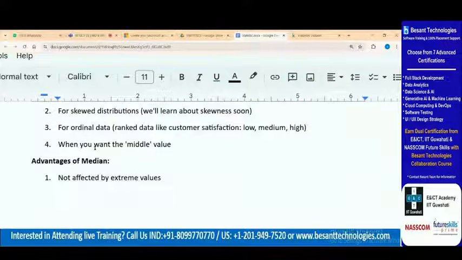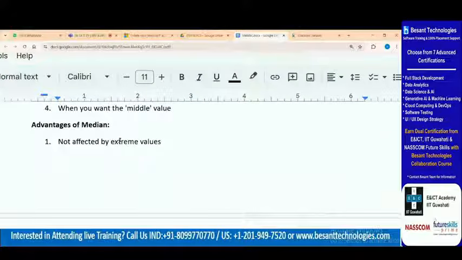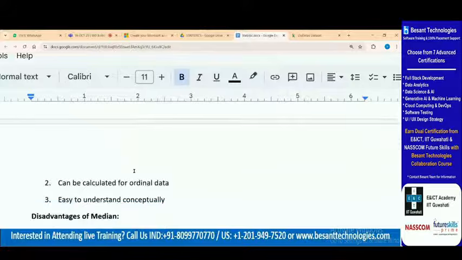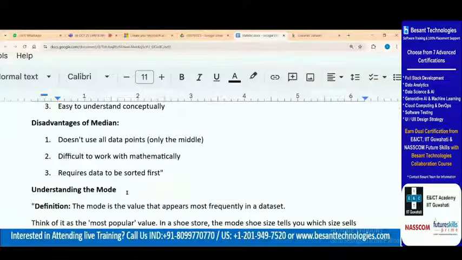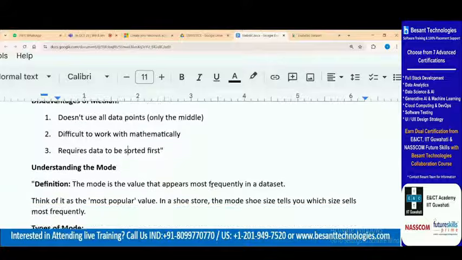So when you want the middle value, you can use the median. The advantages of the median are that it is not affected by extreme values, it can be calculated for ordinal data, and it is easy to understand conceptually. The disadvantages of the median are that you don't use all data points, it is difficult to work with mathematically, and it requires data to be sorted first.